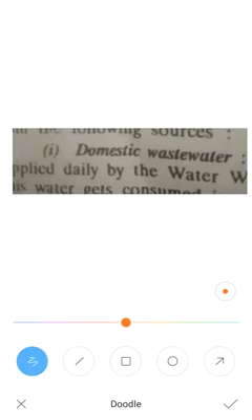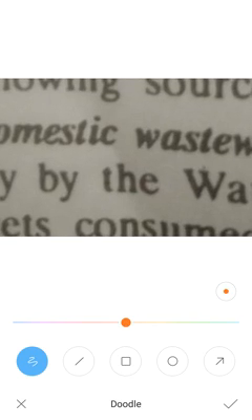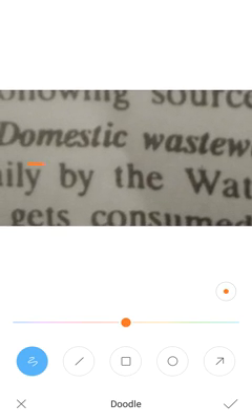So what is domestic wastewater? Where does this domestic wastewater come from? Domestic wastewater is the amount of water which is supplied daily by the water resources department or the municipal water department for domestic use. This water gets consumed in various ways.